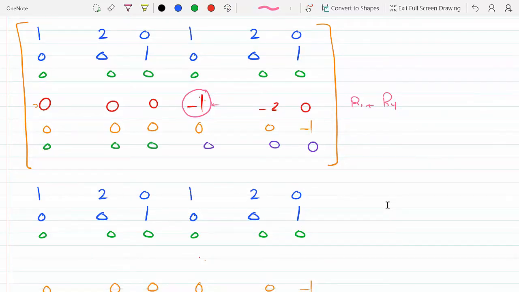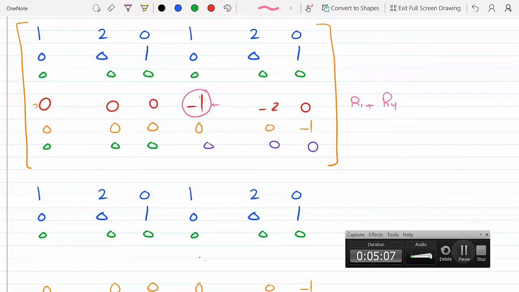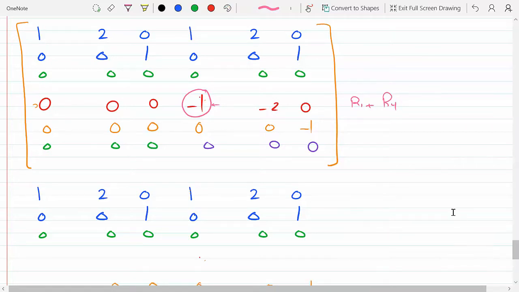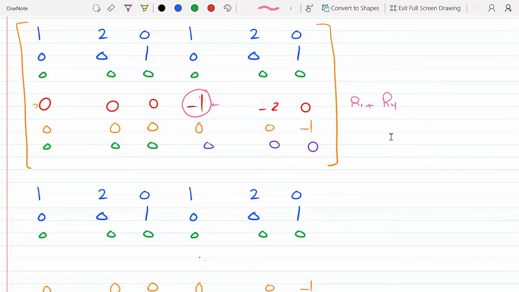Sorry, the screen just froze on me for a second. Let me just fix it really quick. Okay, screen is back.